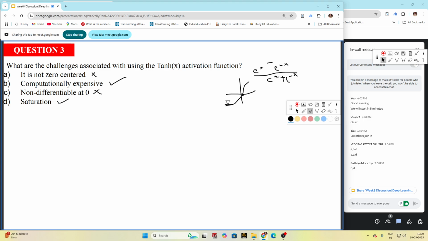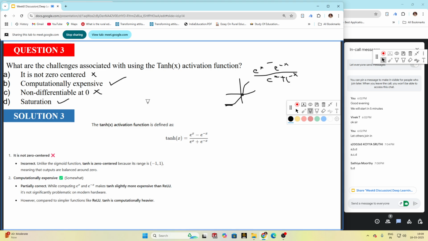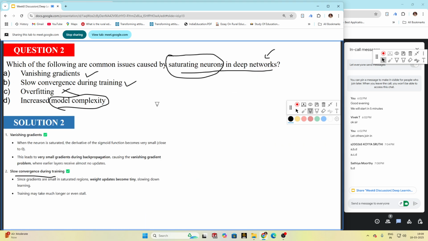Saturation, yeah, saturation can be a problem at high values. Whenever the input approaches a high value, the output will be -1 to +1. So that is why saturation can be a problem. Whenever it is -1, sorry, +1, the saturation is always a problem.